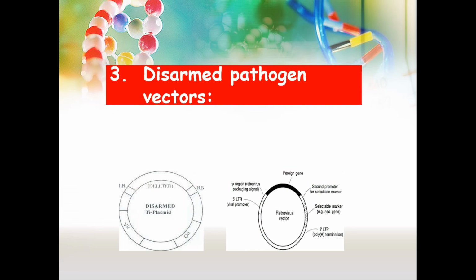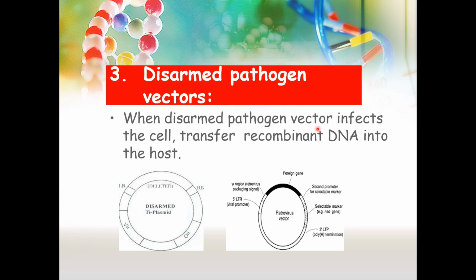And the next method, that is the use of disarmed pathogen vectors. So when pathogenic vectors like Ti plasmid and retroviruses are disarmed, that means their harmful genes are removed, and in place of that we introduce the foreign gene. So these disarmed recombinant vectors can be used for transfer of gene to a competent host cell.